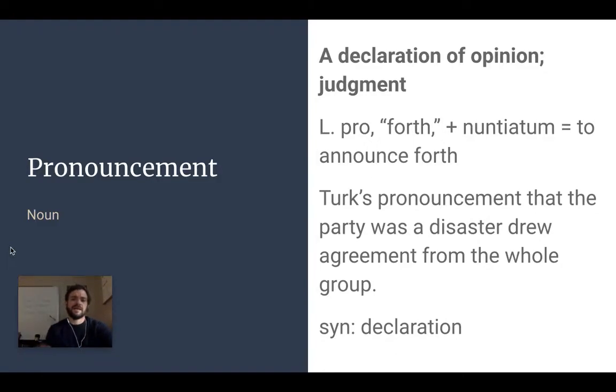We're going to take the Latin pro, and pro means forth, and we're going to add it to a root word, nunciatum, and its meaning is to announce forth. Turk's pronouncement that the party was a disaster drew agreement from the whole group, meaning that they all thought that it was a disaster, but it was still a declaration of opinion, even though people pretty much agreed with him. A synonym for this word, meaning same, is declaration.